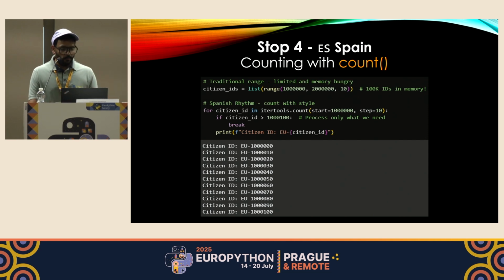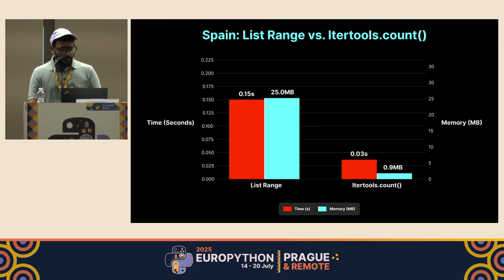But by leveraging the count function, you can generate the values on the fly, one at a time. And this is one of the perfect examples of lazy evaluation. So there is no list being created in memory. It's infinite by design, but fully under control. This gives you what you actually need, nothing more or nothing less. On the performance side also, you can see the time and memory usage are pretty much less than the native range function, right? So that's the main crux of this function.